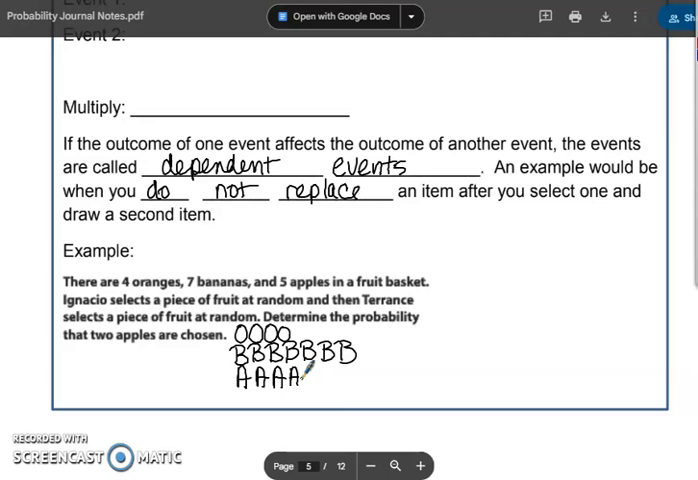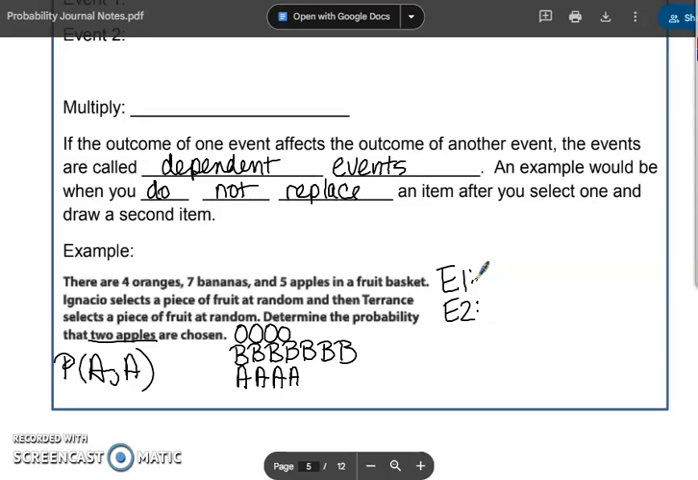Okay. It says Ignacio selects a piece of fruit at random, and then Terrence selects a piece of fruit at random. Determine the probabilities that 2 apples are chosen. So we have 2 people choosing. We want 2 apples. I'm not going to put 2 apples. I'm going to put apple, then apple again. Okay. So we need event 1, event 2, because 2 people are doing things. So on this one, we're going to make an assumption here. Okay. We're going to talk about this.